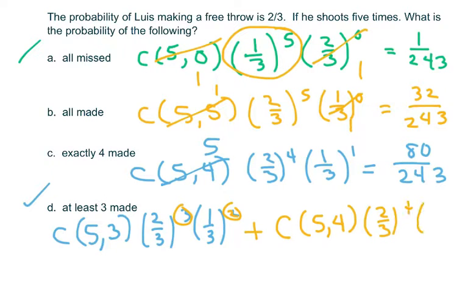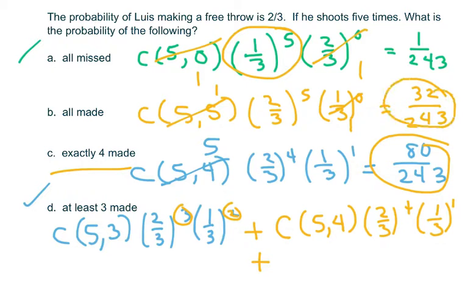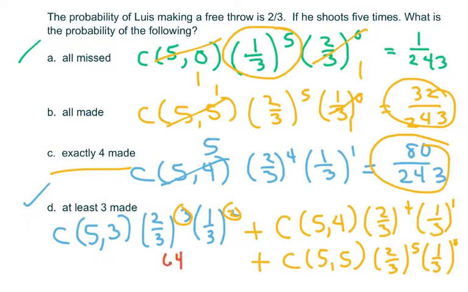Or he makes 4. So he makes the 4. He misses 1. And I think we already did this one. We already know that number there. Or he makes all 5. And we already did that one too. I'm just going to write it out. And when you add all this up, you get 64 over 81. So the answer here, 64 over 81. Okay?